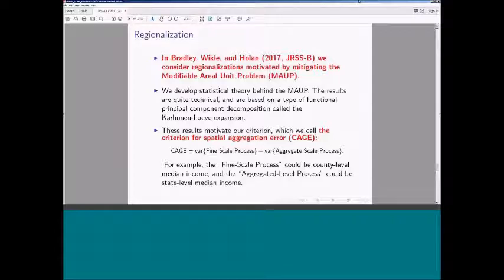And you can think about that as being the variance of the fine scale process minus the variance of the aggregate scale process. So, for example, the fine scale process could be the county level median income, and the aggregate level could be the state level median income. Next slide.